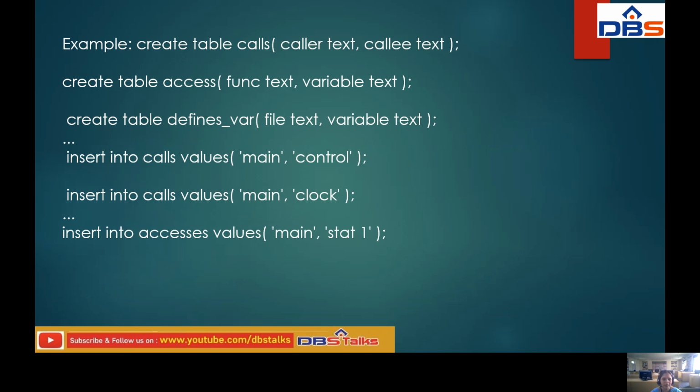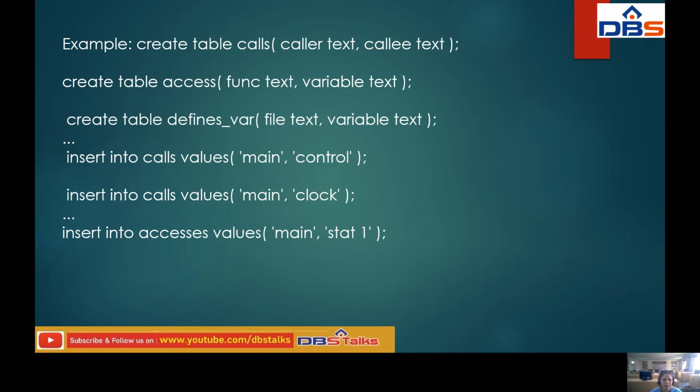For example, here we can take create table calls, using caller text and callee text. Then create table access, where we want to access the table, using function text and variable text. Create table defines_variables: we want to define variables to create tables, using file text and variable text. We have to write the syntax like this and so on.